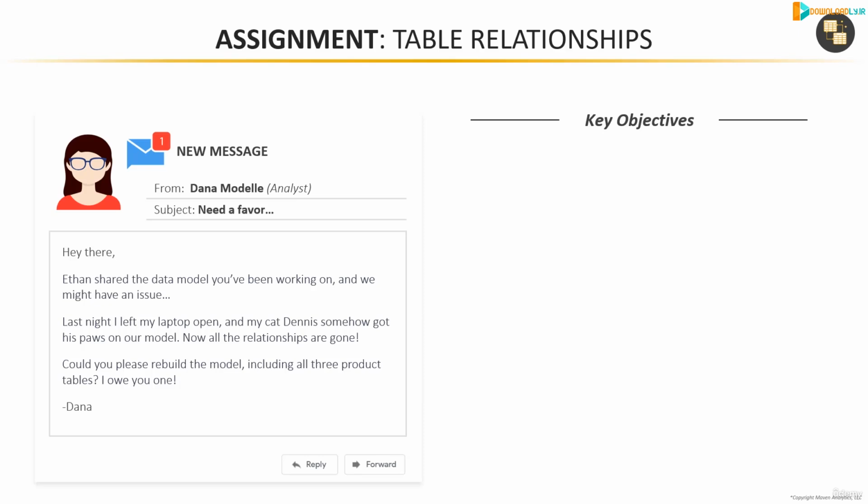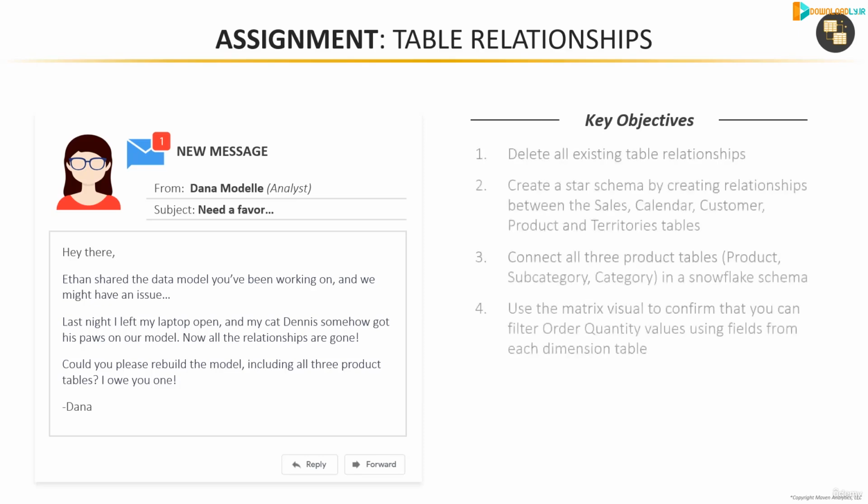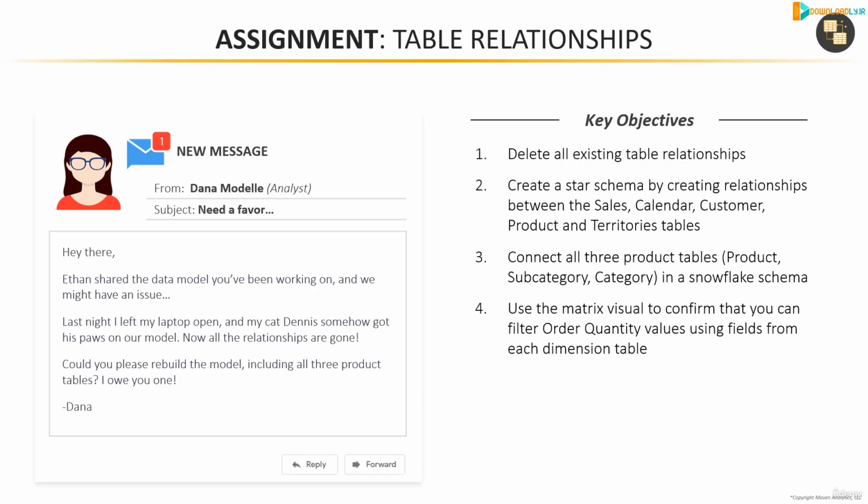All right, so let's see what we can do to help Dana out here. Our objectives are going to be to delete all of our existing table relationships just to get back to a clean slate. Then we're going to create a star schema by creating relationships between the sales, calendar, customer, product, and territories table. From there, we'll connect or wire up all three of our product tables, the product, subcategory, and category tables using a snowflake schema.